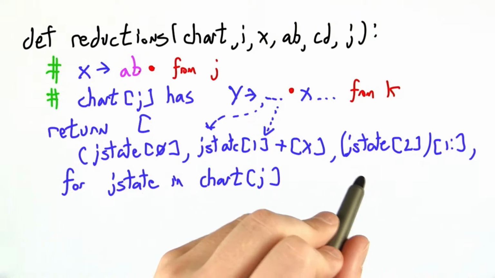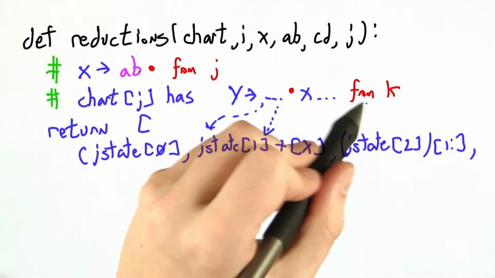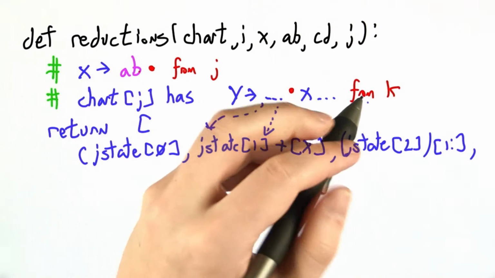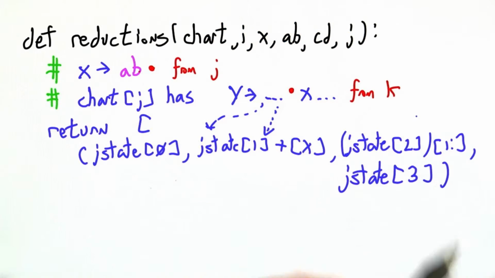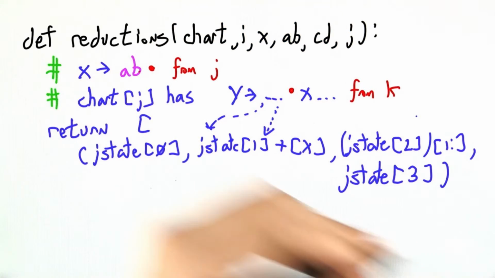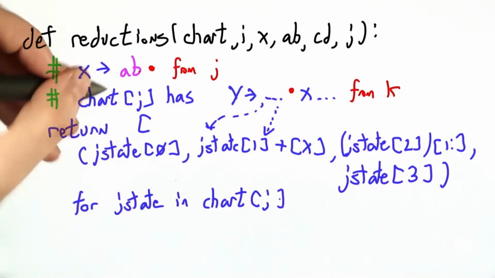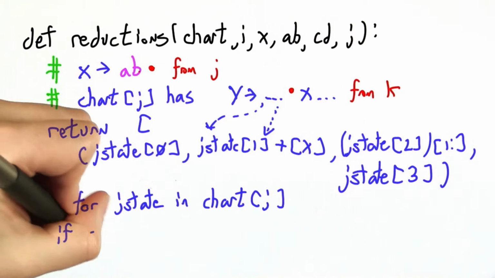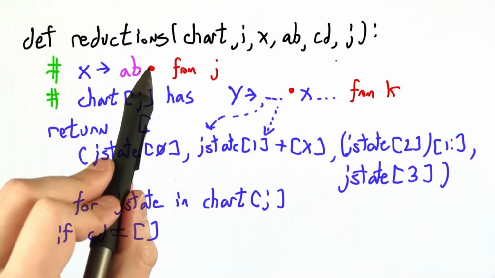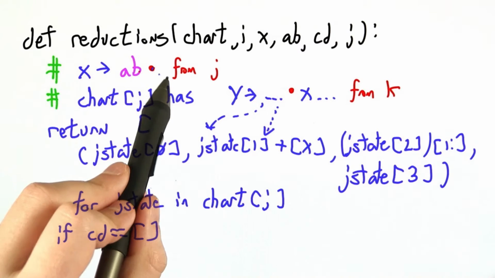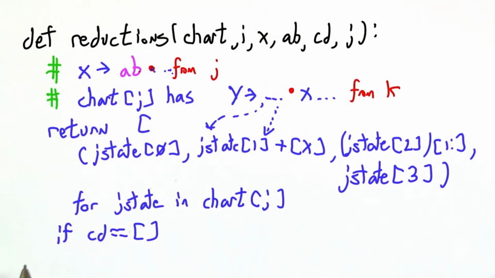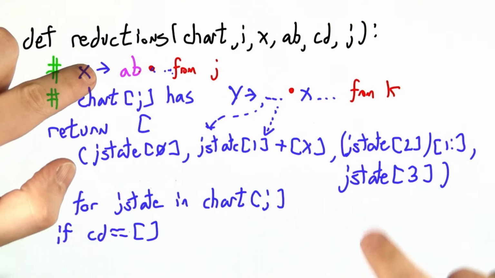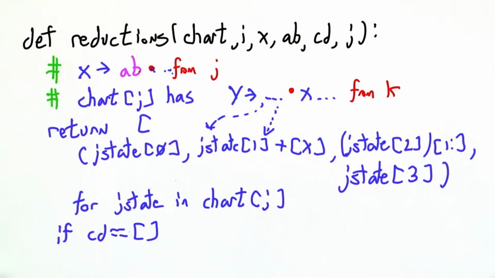And then it looks like I can't pre-plan. Whatever this k value was, we're just going to leave it alone. J-state 3 corresponds to k. However, we only want to do this if certain conditions hold. First, CD has to be the empty list, which corresponds to this red dot being as far to the right as possible. The second thing we have to check for is that this x and that one match exactly.